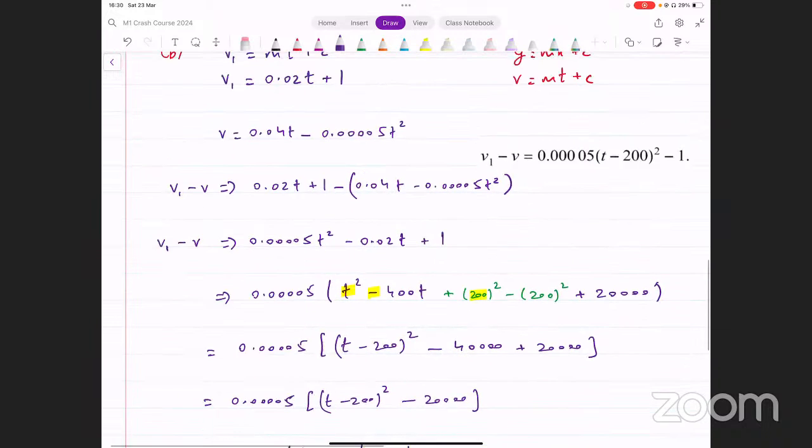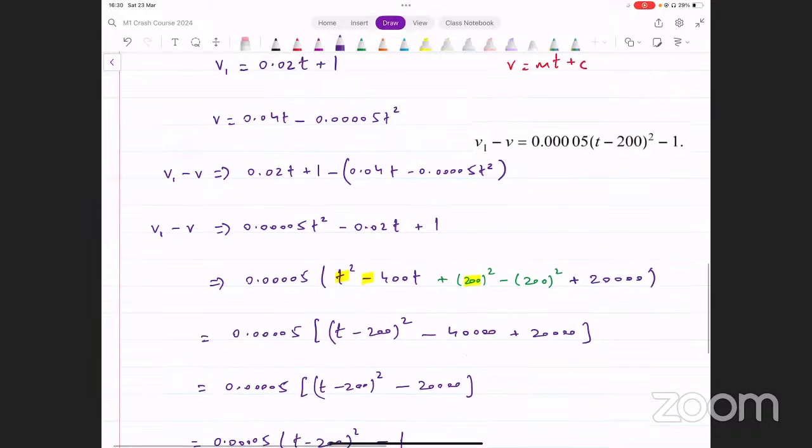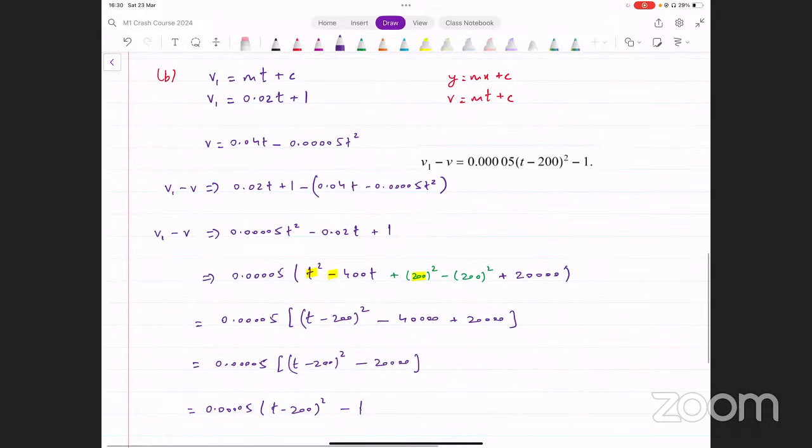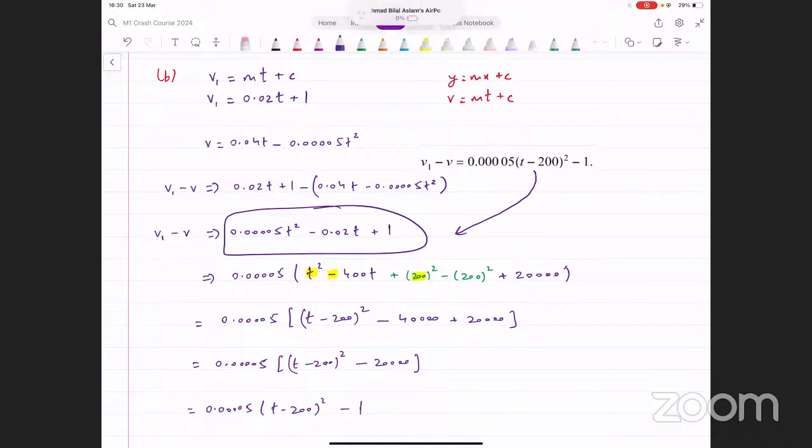And that's what we had to prove, v1 minus v equals this. Now that's quite some working for 2 marks. So I would suggest you do it the other way around. Once you've gotten to this point, just simplify this and prove that these two things are equal.